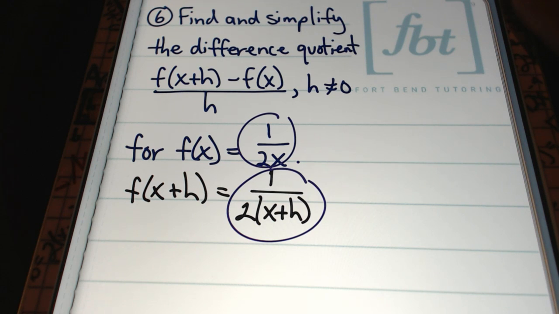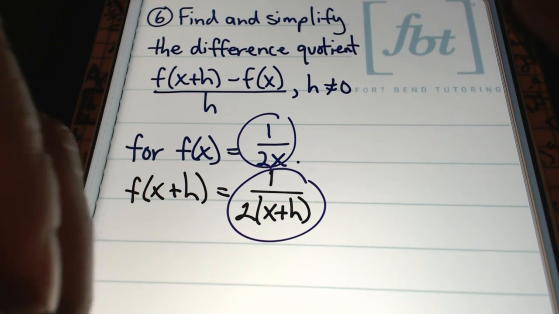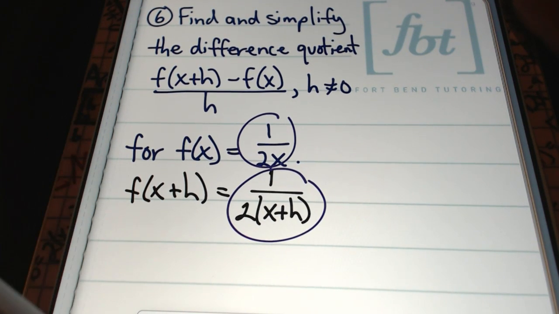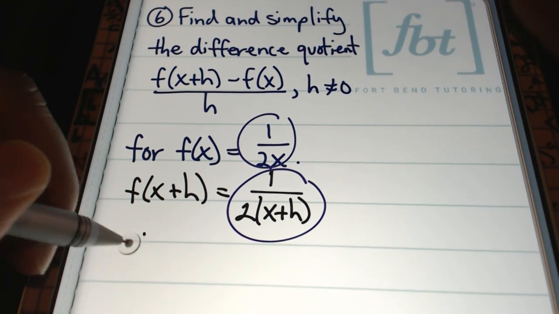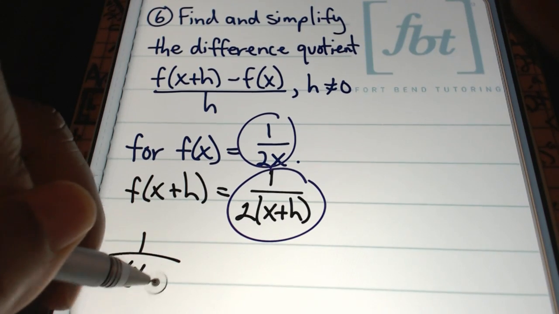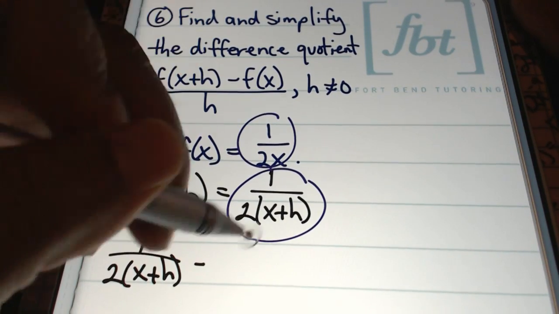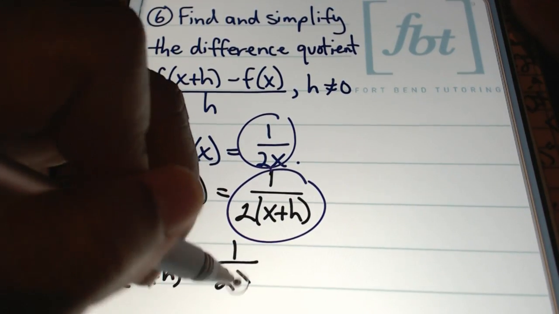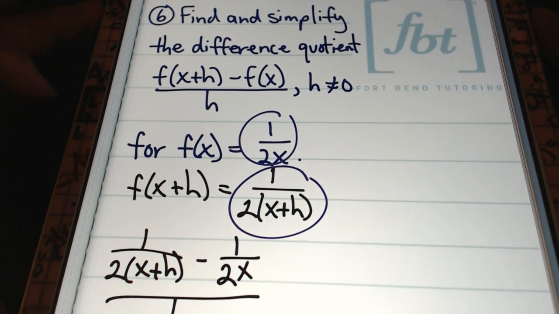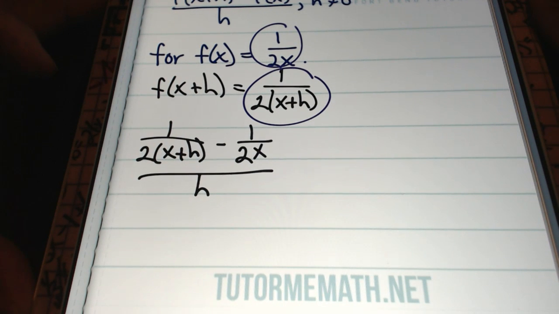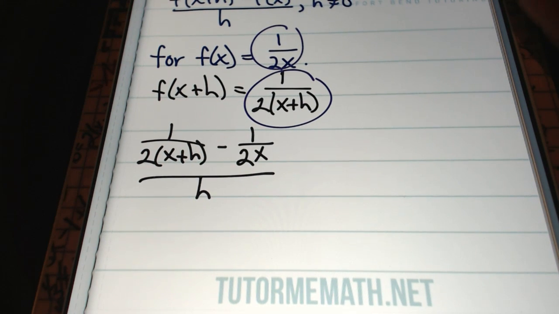So that being the case, let's go ahead and plug this into the difference quotient here. Let's change this ink back to black and plug it in. We'll have 1 divided by 2 times the quantity of x plus h, minus our original function, which is 1 divided by 2x, all over h. Okay, and let me put this in view, I forgot to put it in view for you guys. So this looks ugly. I hate everything about it.